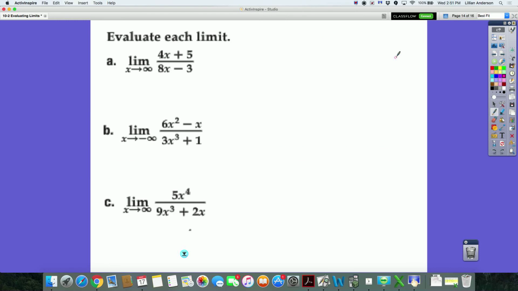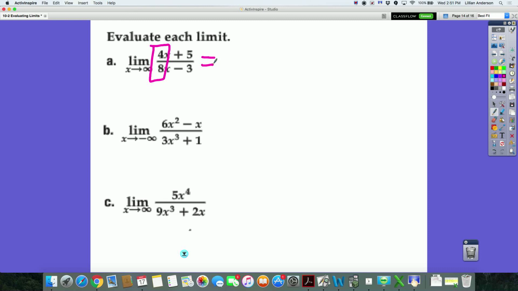You'll see what I mean by looking at these examples. Let's look at the first one. Is it a rational function? Are the degrees equal or is one bigger? Equal. So all we do is look at the exponents. Well, they're the same, so that means we look at the coefficient.